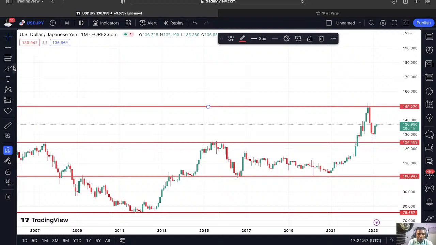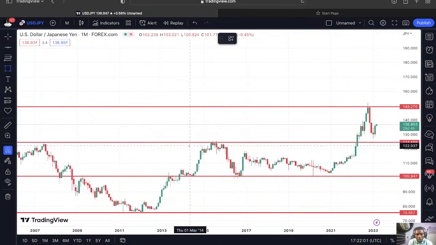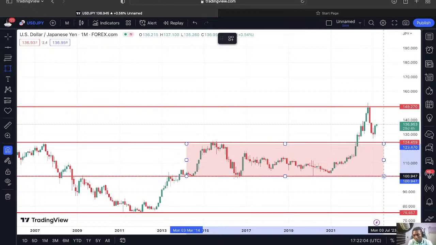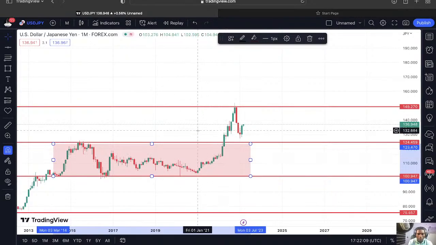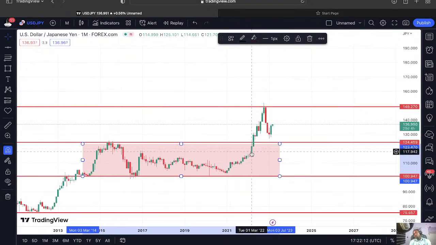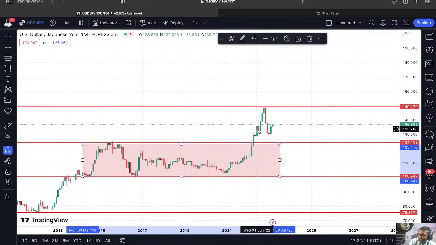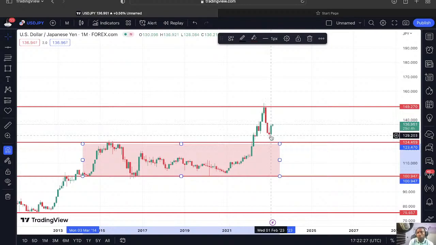So here it is consolidated for a while. Here you can see the market consolidating. The market has been consolidating here, and finally we had a breakout of that consolidation in March 2022. And as we speak, we are currently in March 2023, and we can see a few changes have happened within this short while.